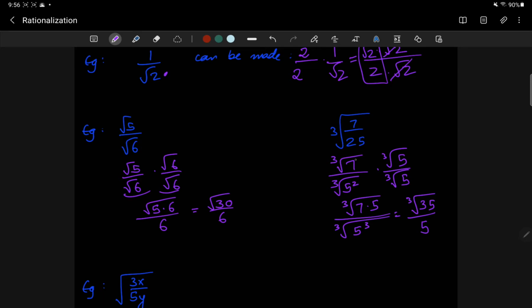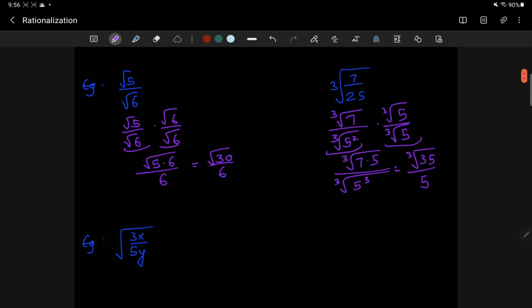So with cube roots, it's slightly different because now I'm actually counting how many 5s I need to multiply by in order to get 3 copies, so that the cube root and the 3 copies cancel each other out to give a resulting 5.